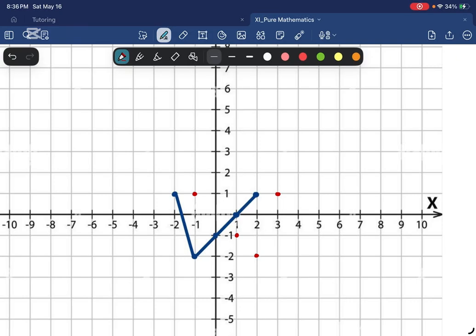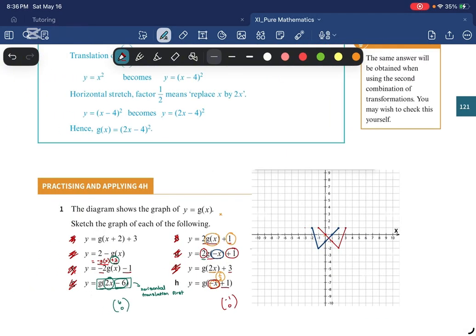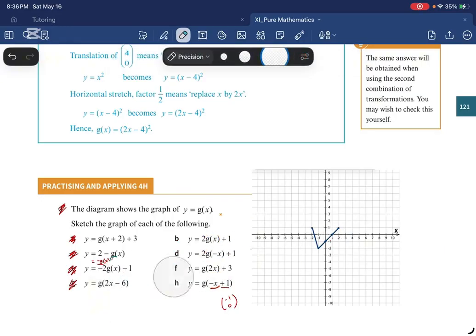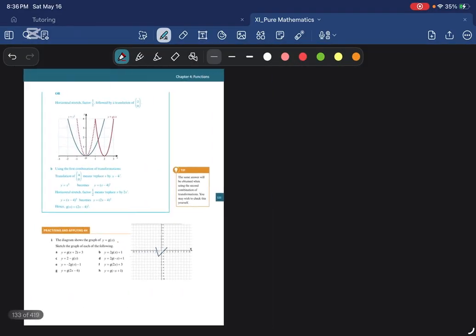Let me think. My bad. Okay. I missed 1. Okay, this point. All right. So your final solution should look something like this. Yeah. All right. And that is it. That is it for question 1. It took a long time. All right, let's move on to question 2.